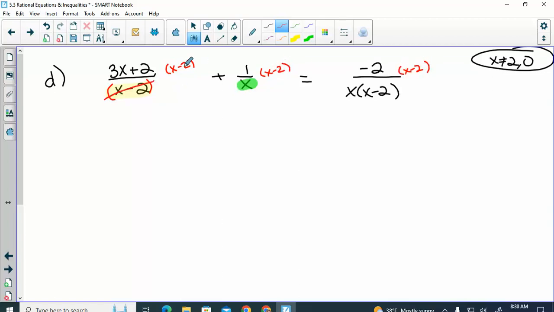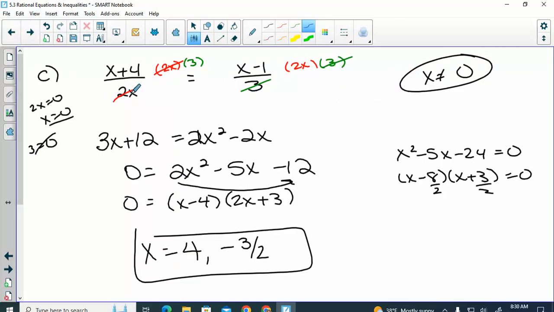And that cancels the first denominator entirely and part of the last one. And then I also need to multiply by an x. Wait, so on the last one, do we have to multiply by x minus 2? It was 2 times x, so we just multiplied by the 2x. So whatever's on the bottom, that's what you multiply by.